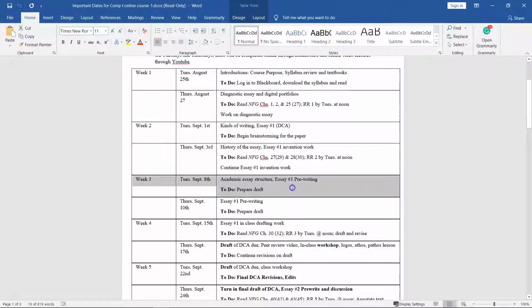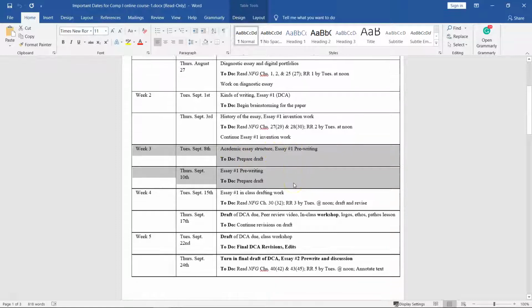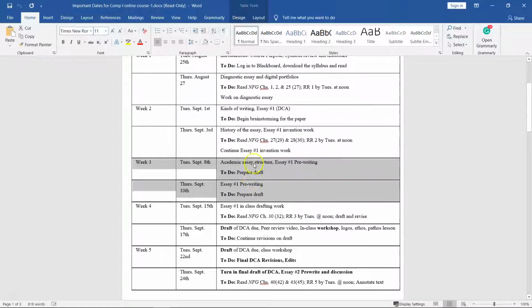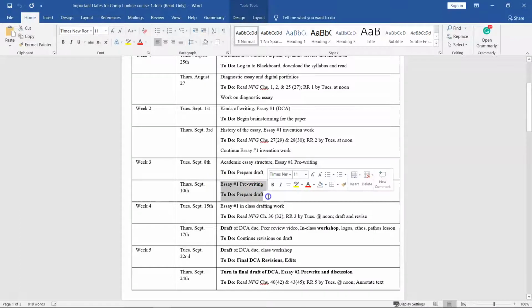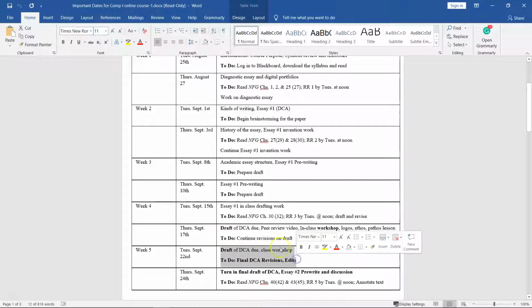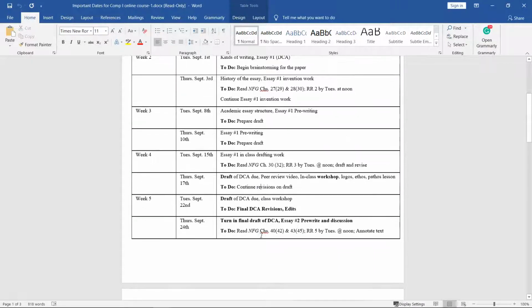Here's where we're at for week 3. So like I said, we're going to talk about academic essay structure, should continue working on the draft of the first paper, and try to have that ready at least by the 17th or the 22nd at the latest. And like I said, the final draft of the DCA for our online course is due on the 24th.